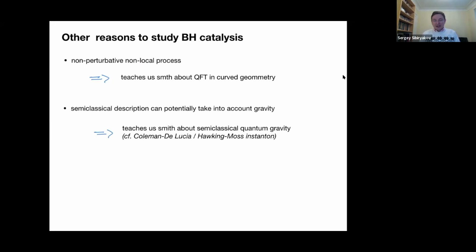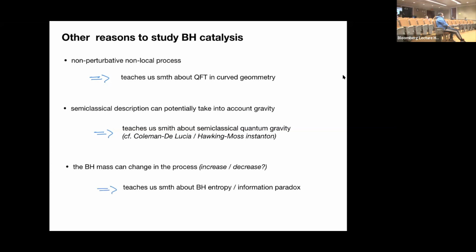Second, being semi-classical, in principle we can quite straightforwardly include the back reaction of the tunneling field on geometry, and in this way include effects of semi-classical quantum gravity. And again, we can perhaps learn something about semi-classical quantum gravity this way. And finally, as was already shown in the works of Gregory et al., the black hole mass is likely to change in this process. Actually, just by energetic arguments, it should change once I include this back reaction. In particular, it can increase, but it can also decrease, perhaps. Then we may ask where the entropy of the black hole goes when this decay happens, and see if it can teach us something about the entropy of black holes.